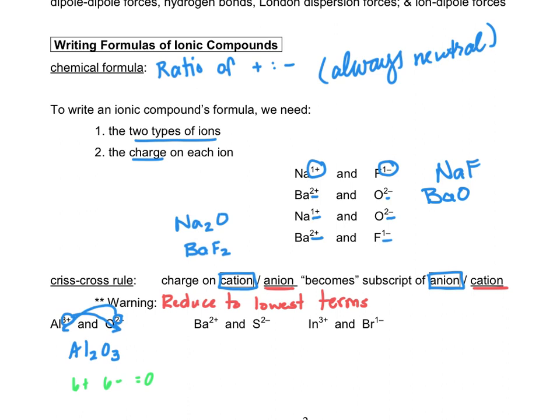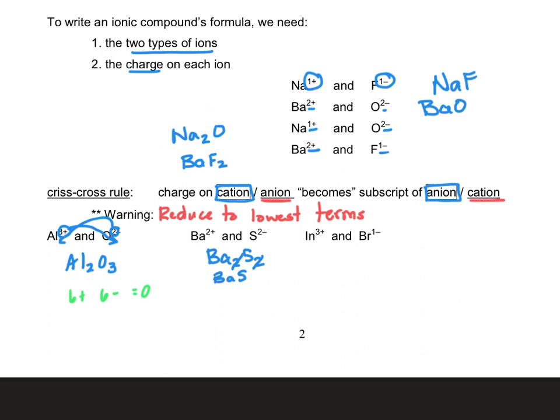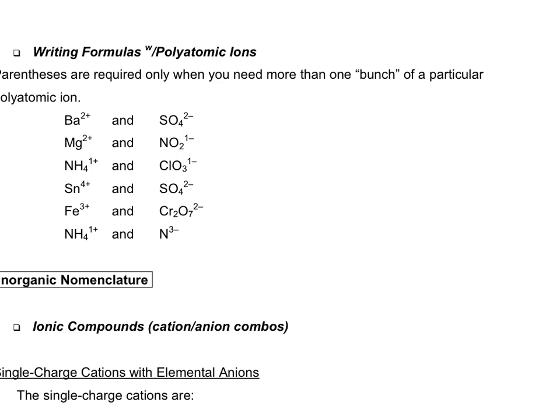Now, the barium and the sulfur, if I just cross the charges, then I get Ba2S2. But that's not reduced to lowest terms, so I reduce this and end up with BaS. And also with the indium and bromine, the 3 and the 1, InBr3. So there's formulas.